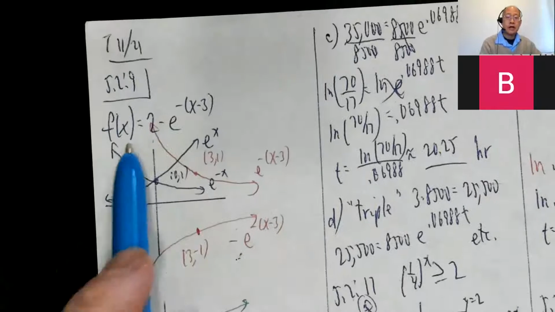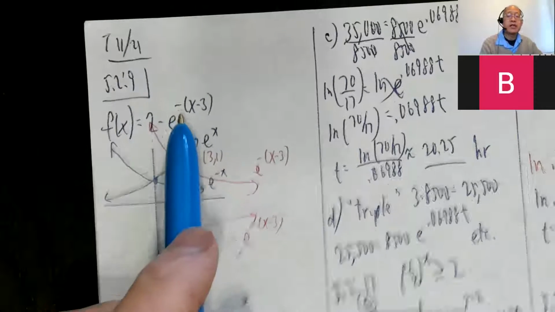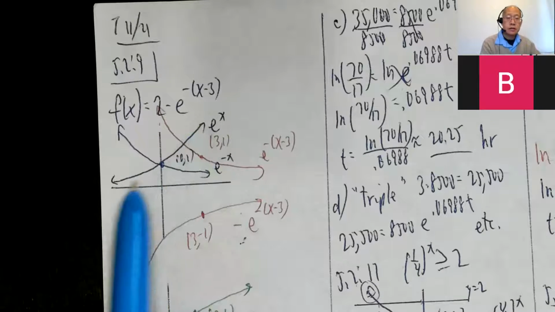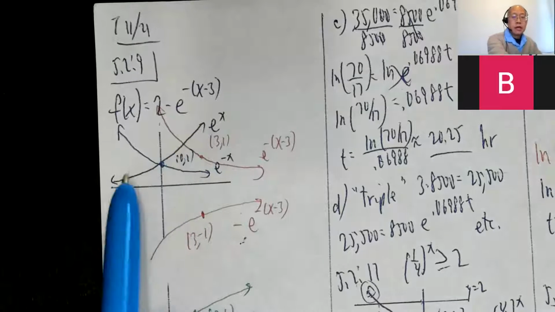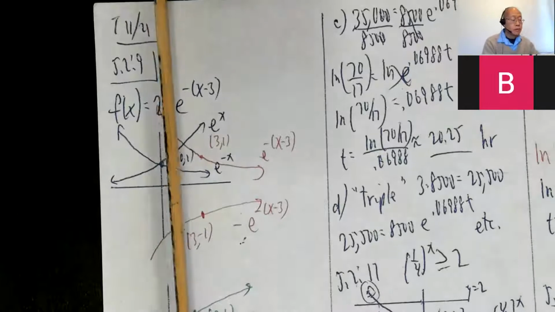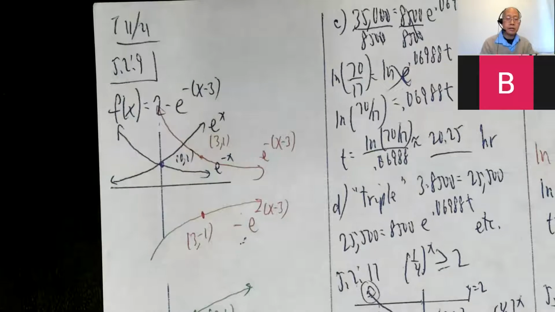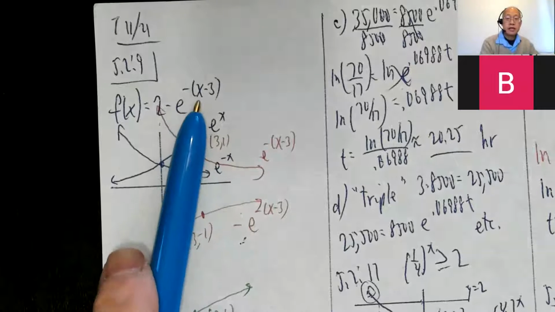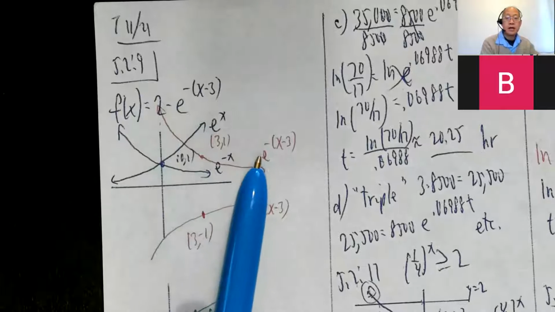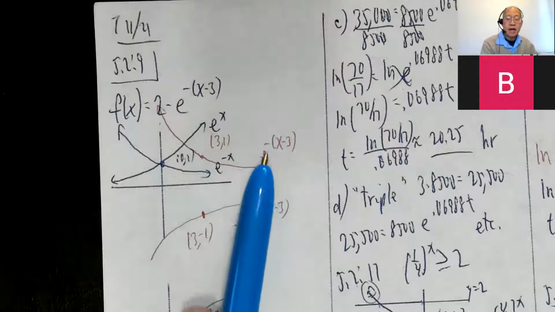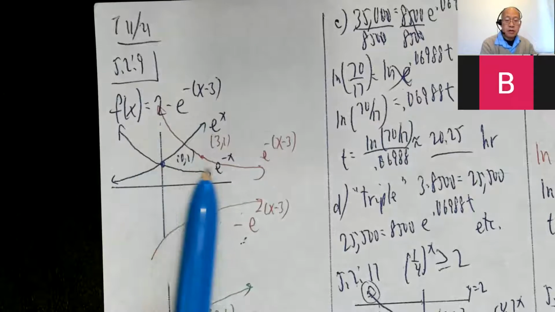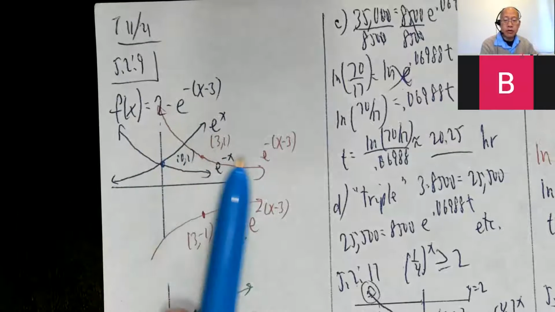Okay, this is 5.2, number 9. F of x is 2 minus e to the negative x minus 3. So here's the progression that I have. Okay, e to the x looks like this. E to the negative x is a reflection across the y-axis, so that's e to the negative x. And then I see e to the negative parentheses x minus 3, so that shifts 3 units to the right. So this point, which was 0, 1, now becomes 3, 1.